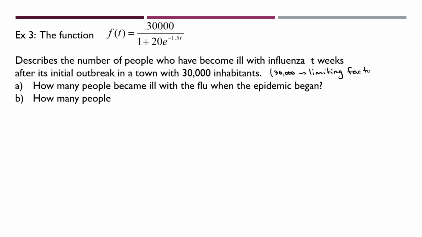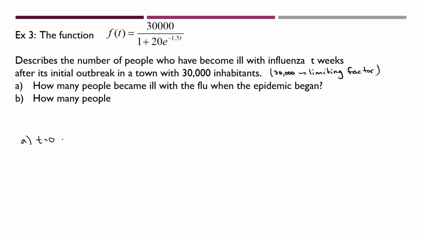Okay, no more than 30,000 people can get this influenza because there's only 30,000 people there. Okay. All right. So for question A, we want to know how many people when the epidemic begins.